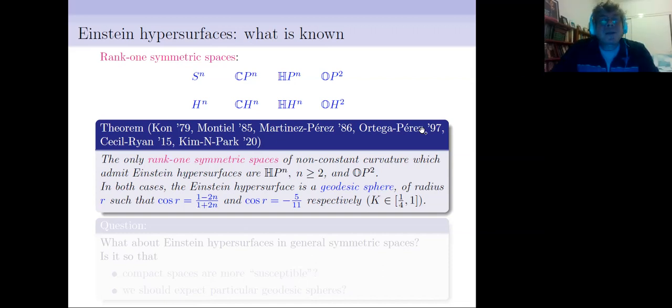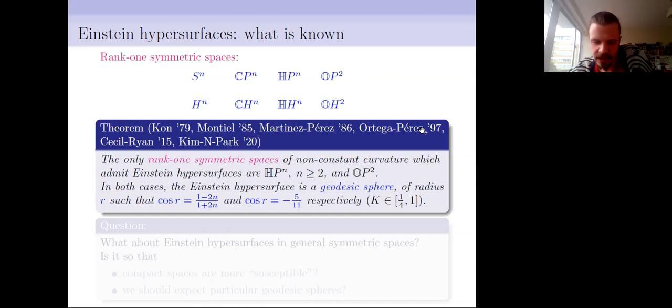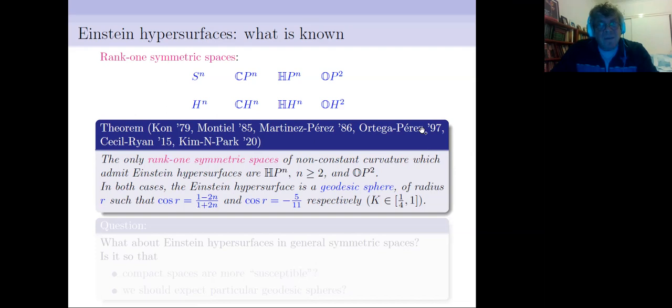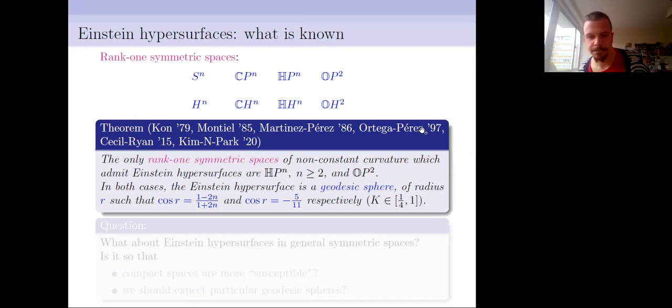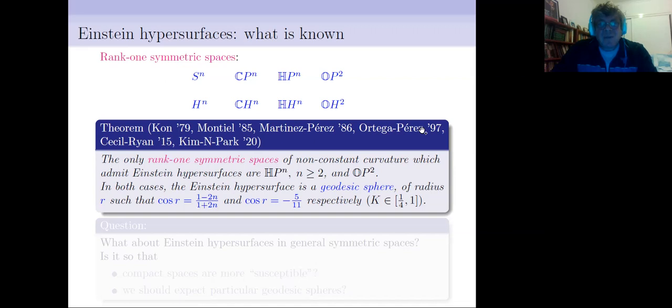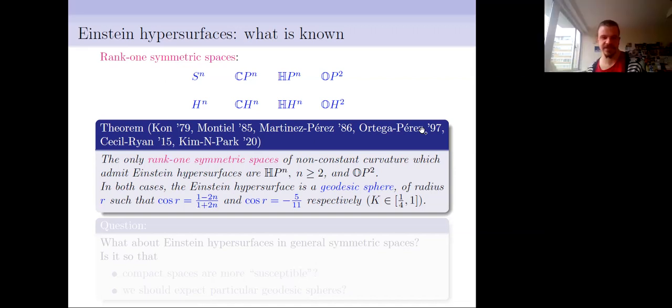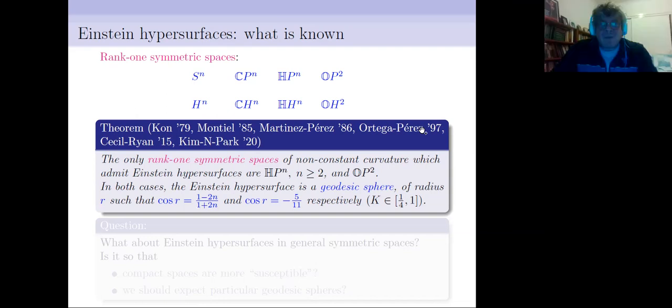Do I get it right that one can probably, in a simpler fashion, show that if there were such an example in CP2 or CH2, it would necessarily be a geodesic sphere, and one just needs to find an equation on the radius, and then it turns out that such a radius exists for H and O, but does not exist for C for some reason. That could be mysterious, why it doesn't exist for C.